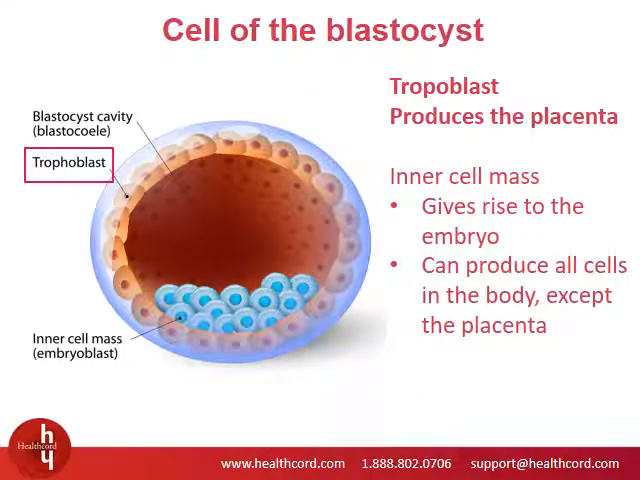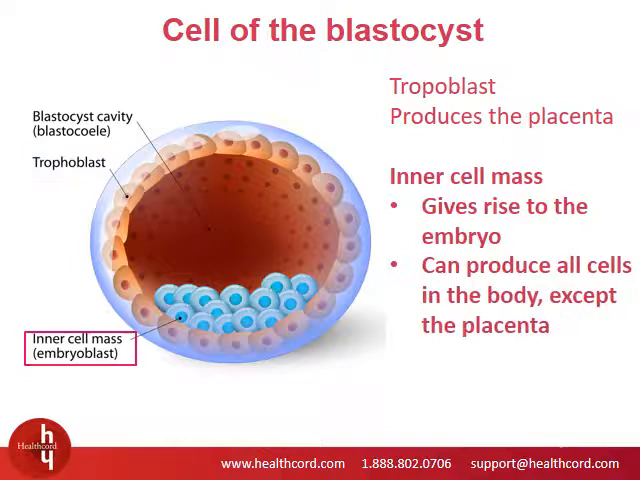The blastocyst consists of two types of cells, each with different capabilities. Here's a closer view of the blastocyst. The cells on the outside of the blastocyst are called the trophoblast. These cells go on to make the placenta. The cells on the inside are referred to as the inner cell mass. They give rise to the embryo or the baby.